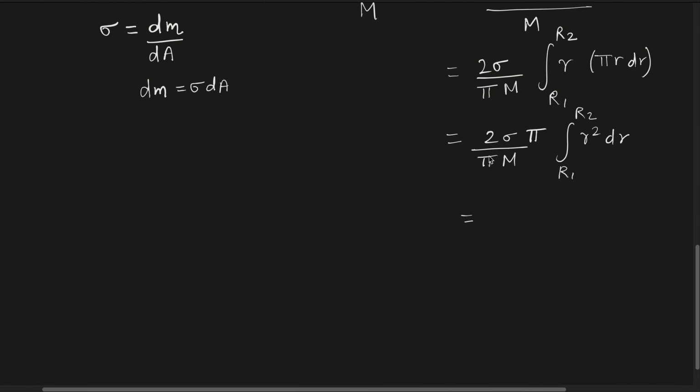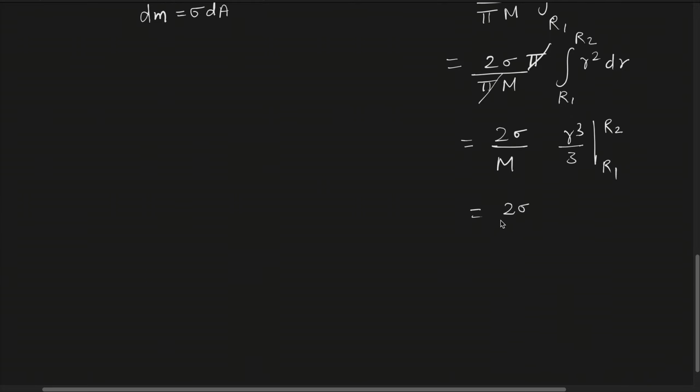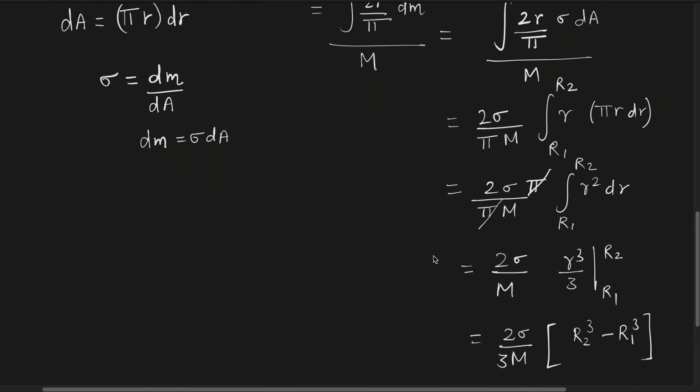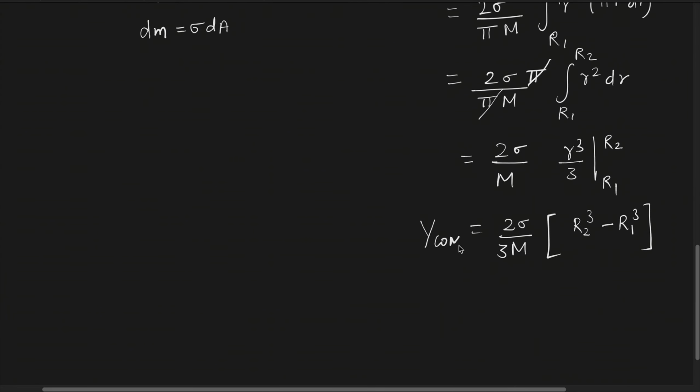The pi and pi get cancelled. This is 2 sigma by M, and the integral gives r cube by 3, with r2 as the final limit and r1 as the initial limit. This is 2 sigma by 3M into r2 cube minus r1 cube. So this is your YCOM, the position coordinate of the center of mass.